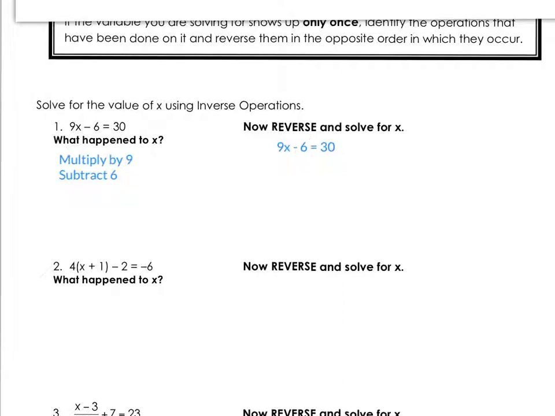So here I have the subtract 6. That was the last thing that happened, so we're going to do the opposite in the opposite order. So instead of subtract 6, I'm going to add 6. So that'll eliminate it on the left-hand side, and we're left with 36 on the right. So 9x equals 36. Next thing that happened in the reverse order was multiply by 9. So I'm going to do the opposite. I'm going to divide by 9. And when I do that, I get my final answer, because 36 divided by 9 is 4, so x equals 4.